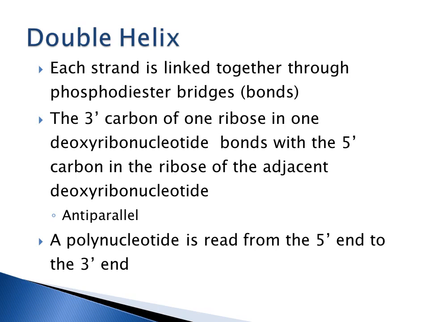The 3' carbon of one ribose in the deoxyribonucleotide binds with the 5' carbon in the ribose of the opposite deoxyribonucleotide. That's your anti-parallel structure. And your polynucleotide, or your DNA, is always read from the 5' to the 3' end.